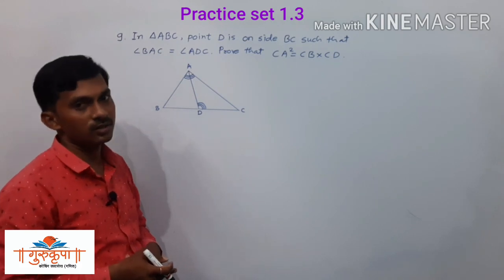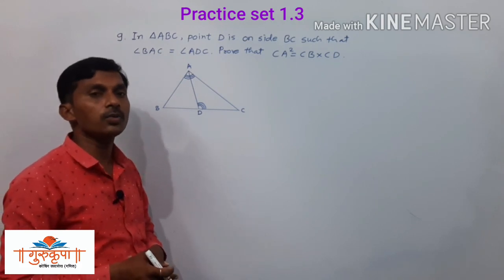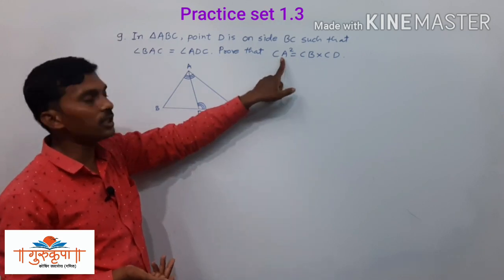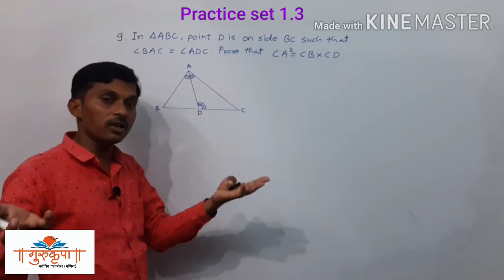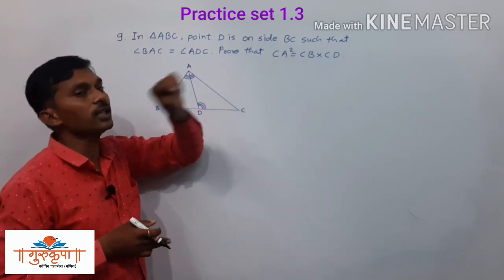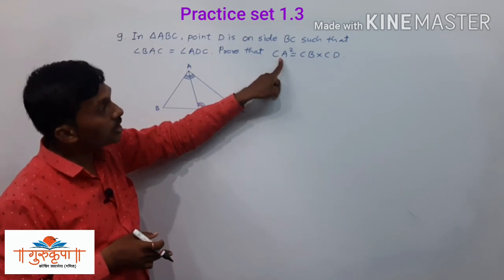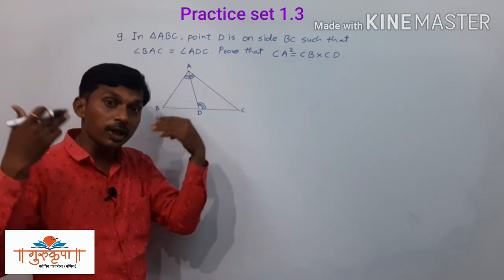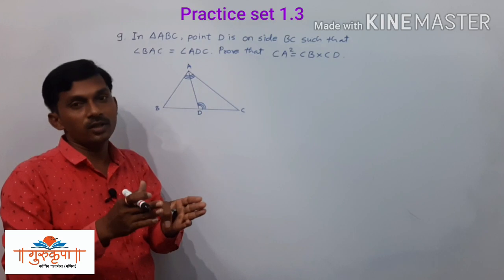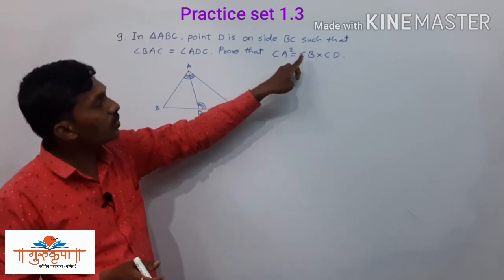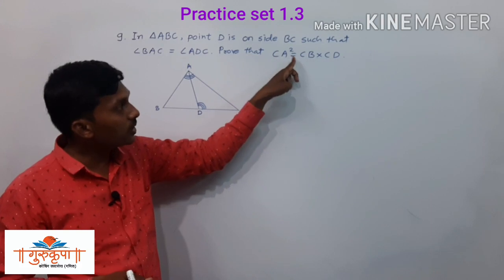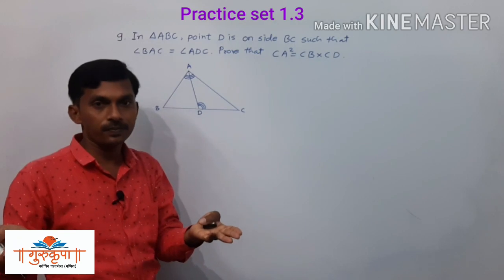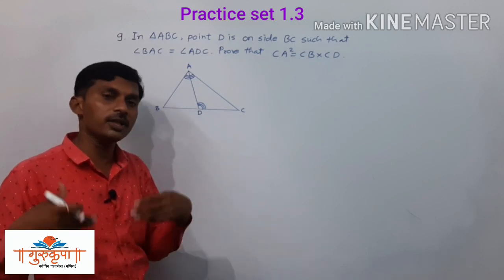It is too easy. But the important fact is how to determine the two triangles. Here we have given CA square, so we determine the two triangles having side CA. Suppose here we have given CB square is equal to CA into CD, then we have to determine the two triangles having side CB. If we have given that CD square is equal to CB into CA, then we have to determine two triangles having side CD. It is too easy and it is very important.